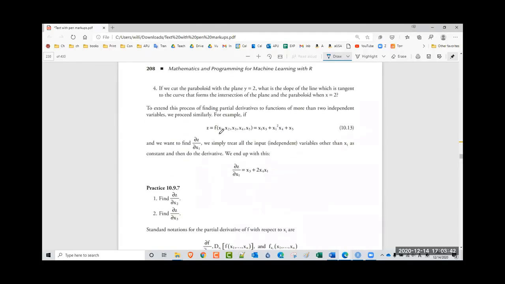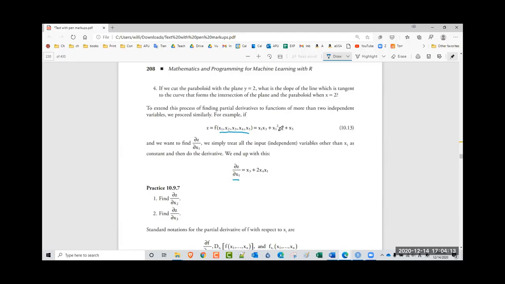Now, suppose we had a function with a lot of variables. Now we can't graph this anymore, but we're still going to need to find minimums and maximums. And we're still going to do partial derivatives. So here's many variables. We can do the partial with respect to x1. So what does that mean? That means you set everything else to be a constant.